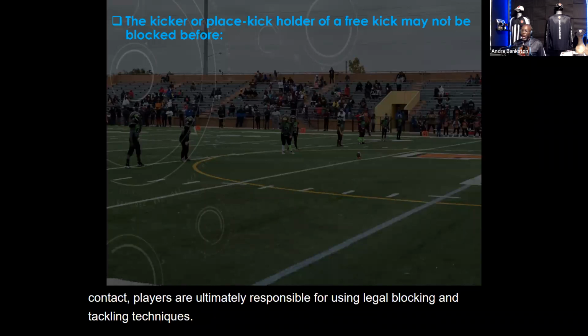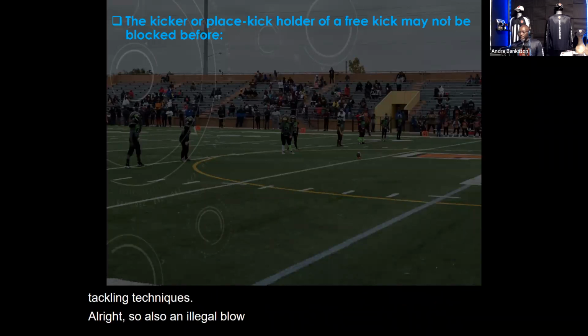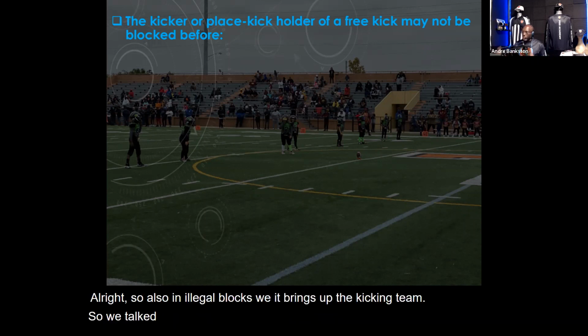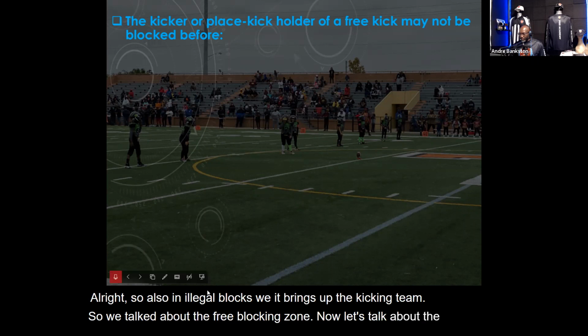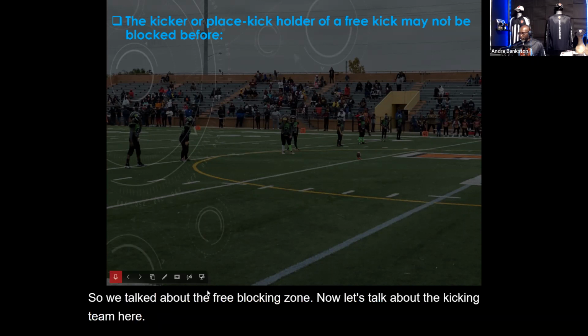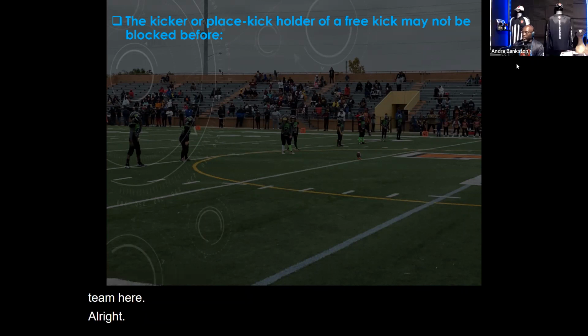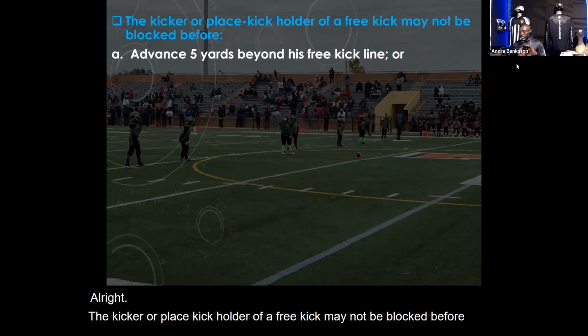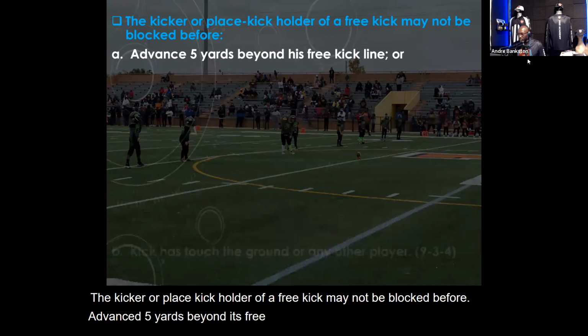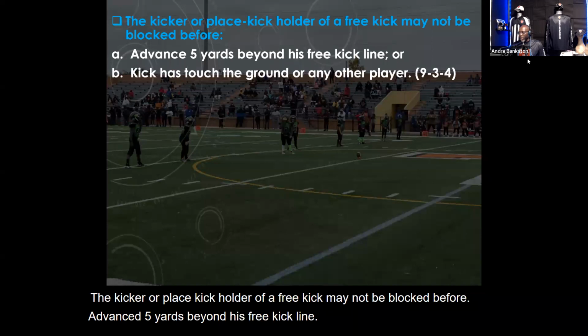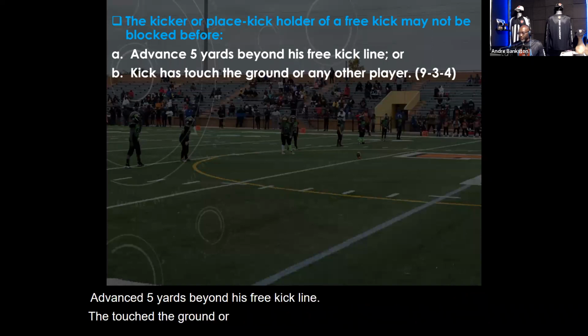All right. So also in illegal blocks, it brings up the kicking team. So we talked about the free blocking zone. Now let's talk about the kicking team here. All right. The kicker or place kick holder of a free kick may not be blocked before he advances 5 yards beyond his free kick line, or the kick has touched the ground or another player.